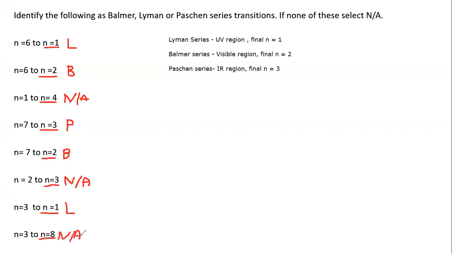So the final state tells you which type of series it is and which region of the electromagnetic spectrum it occurs in. The initial state should always be larger than one of these three final states.